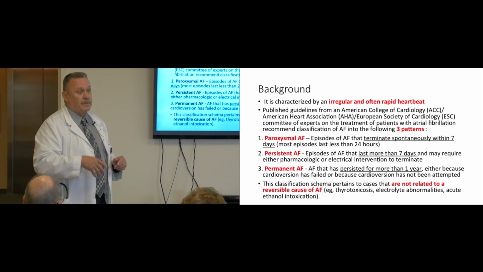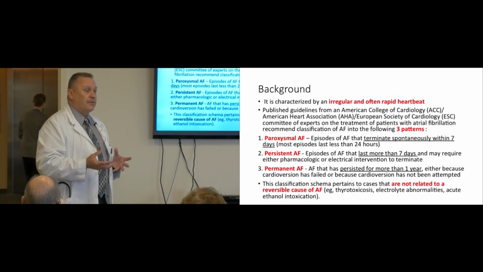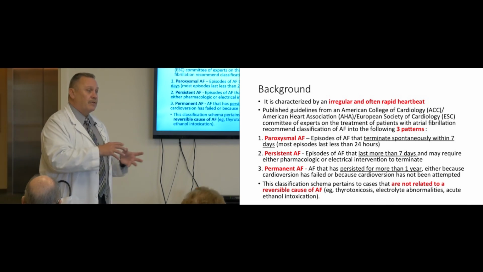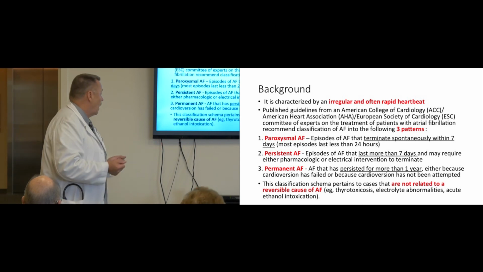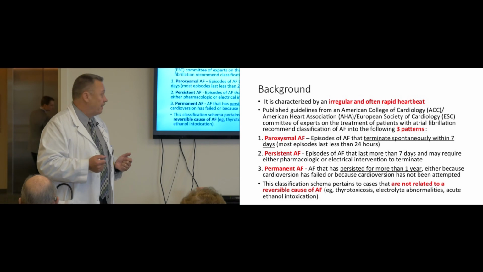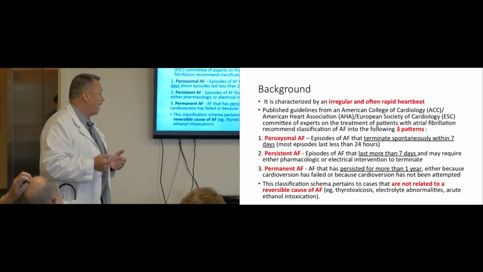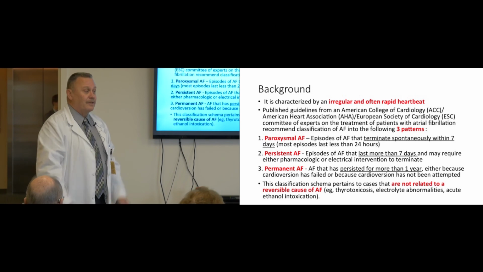Electrolyte imbalance. If your potassium's way off or your magnesium's way off, sometimes that'll put you into atrial fibrillation. And by reversing that, then your atrial fibrillation goes away and you never have it again. Or obviously, people found on the street that have had a few too many bottles, and we'll go into that acute and chronic ethanol intoxication, or drinking too much.